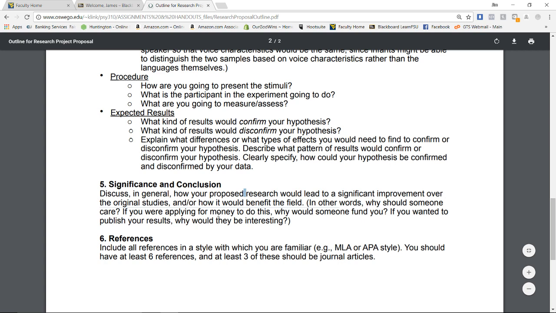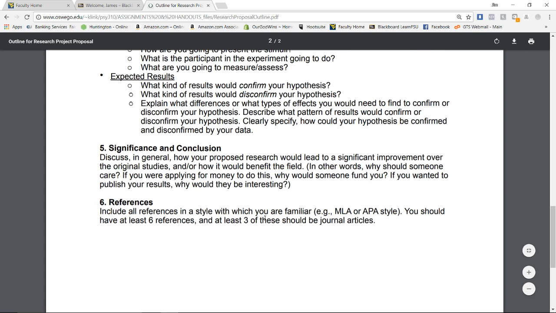In other words, in my case, I would end this by simply talking about why education in the public schools is poor right now, and why I think it could be elevated and made better through the application of school uniforms being mandated in public schools, right? And then finally, you're going to have your references.